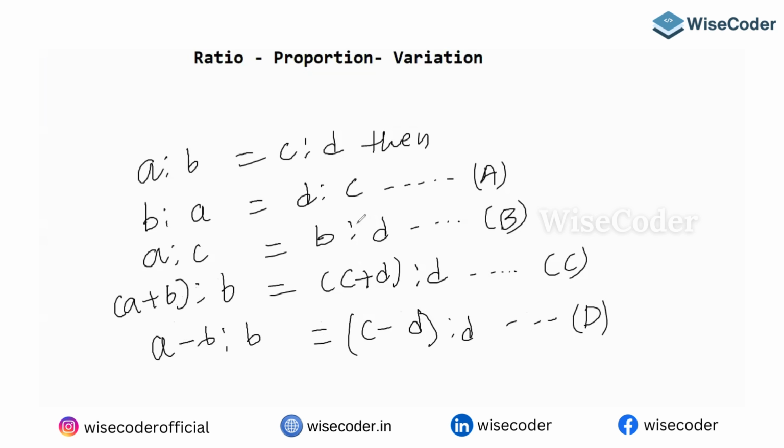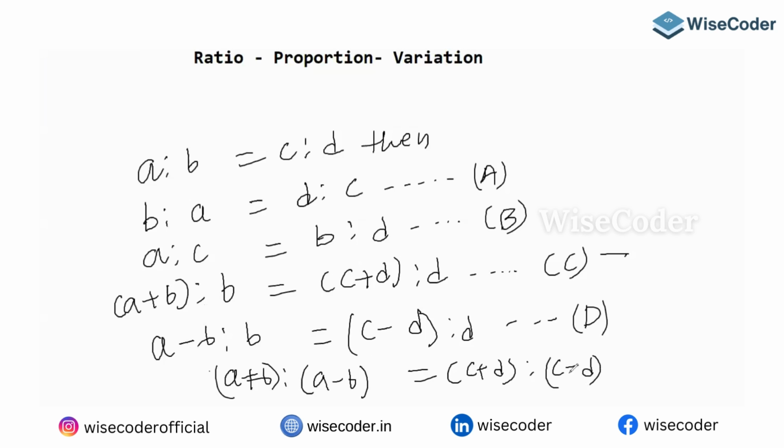Okay, if you divide C by D, you end up with A plus B is to A minus B, which equals C plus D is to C minus D.